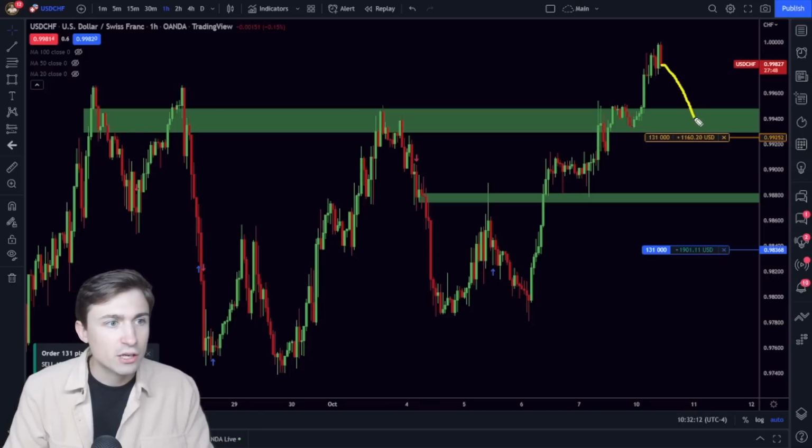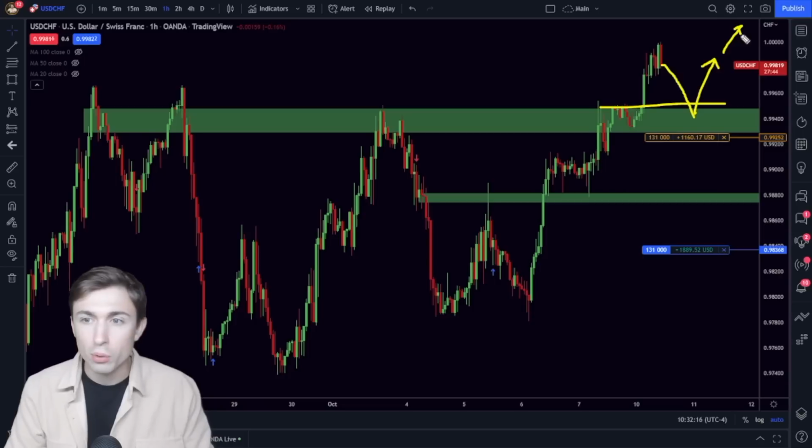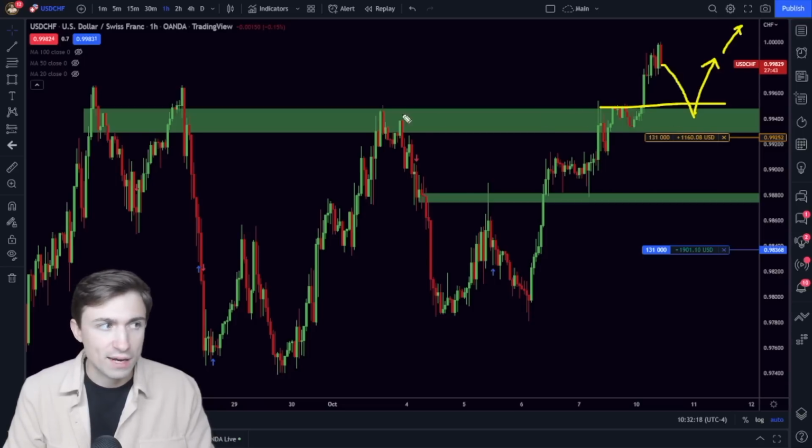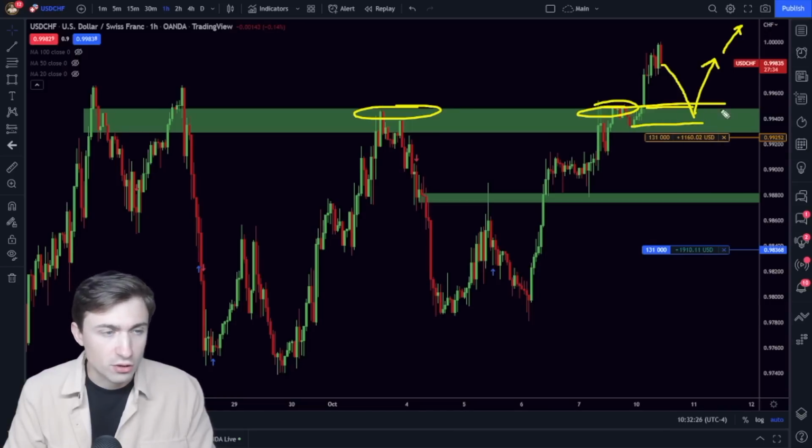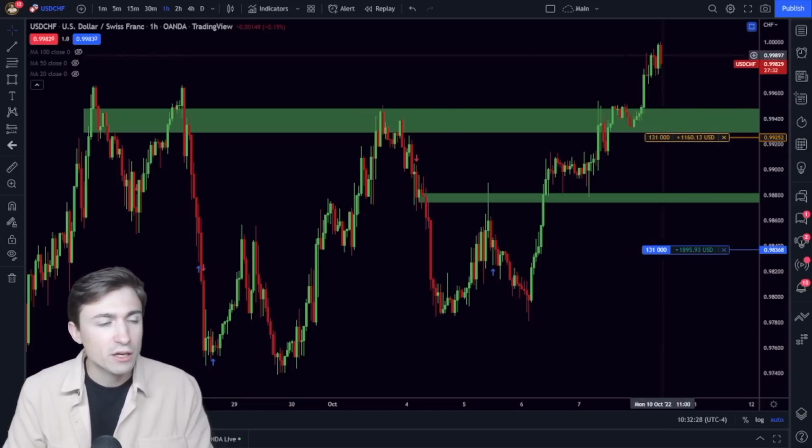If price comes down here, again, I'd like to see this area react pretty strong. I'd like to see buyers push this price back off this high after breaking out and retesting. If it does end up retesting, that's fine. I just don't want to see it break underneath the structure here. So there you go. That's my update on dollar Swiss.